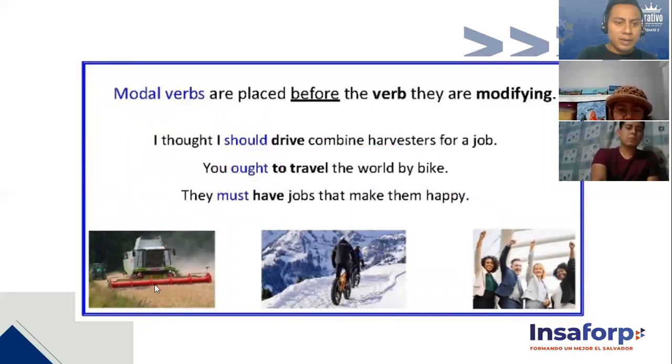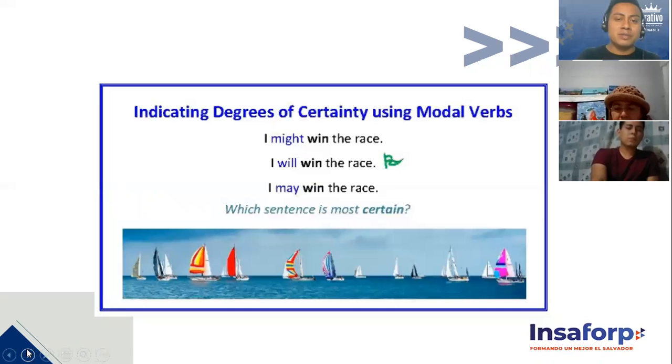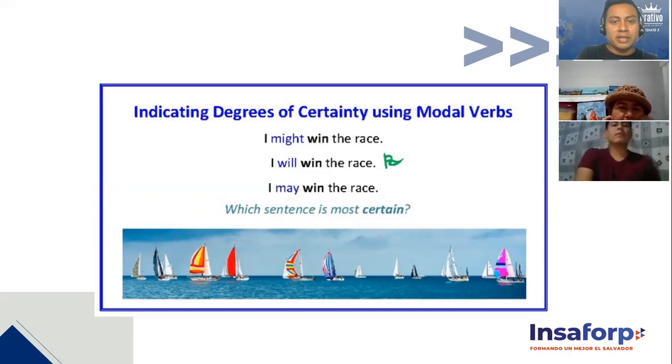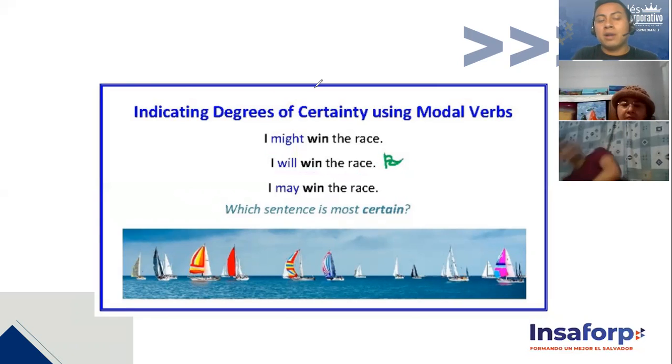Today we have a new topic. Modal verbs are before the main verb. I might win the race, I will win the race, and I may win the race. If we had these three, the more certain is this one, right? Because will is more certain to happen. If you use may or might, the level of certainty is less. So the sentence with this flag right here is the more certain one. Whenever you use will, it's because something is more likely to happen.